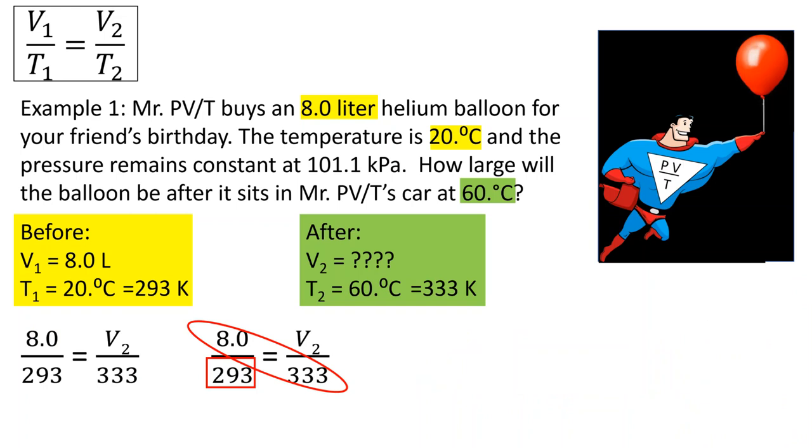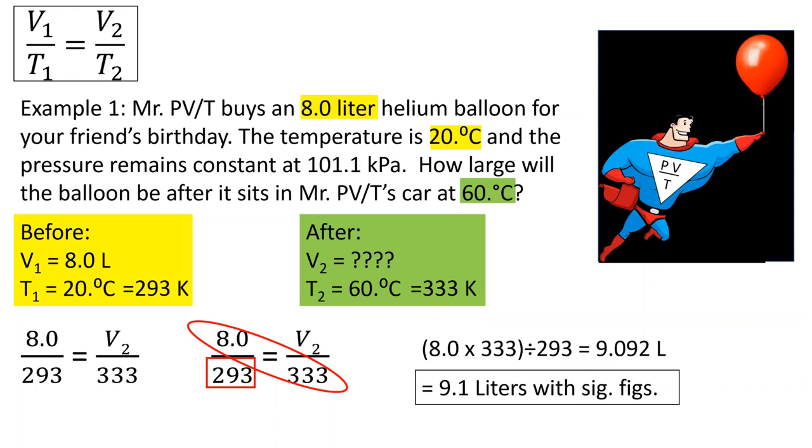Now, the way to solve these type of ratio problems is what I call loop and square. So I have an oval around the thing we loop and a square around what we're going to solve in the bottom. So we multiply the things in the oval and we divide through by the things in the square. And this will work no matter where your unknown is. So calculator says 9.092 liters. When we round, we have 9.1 liters with significant figures.